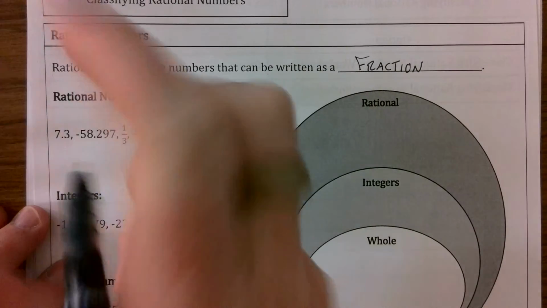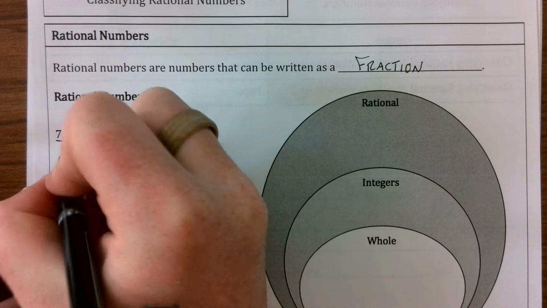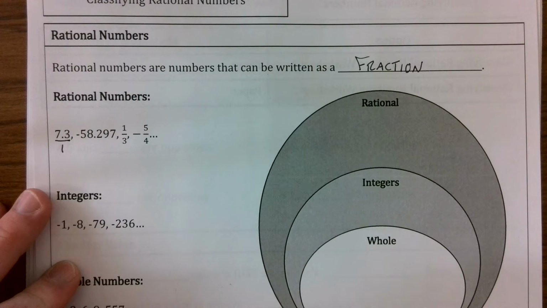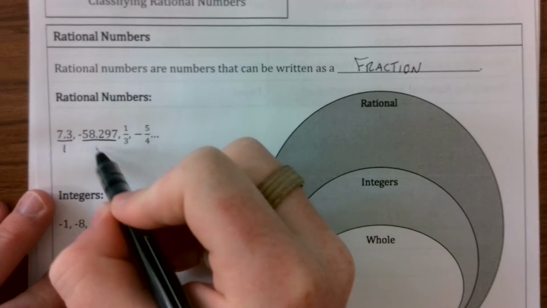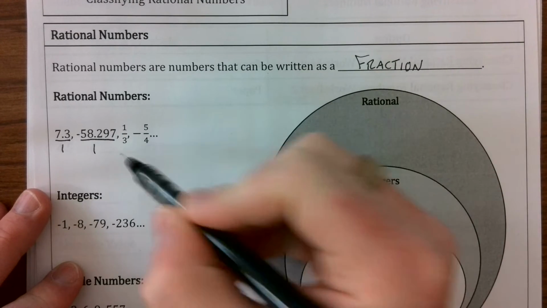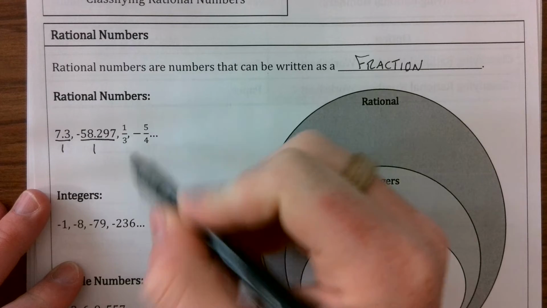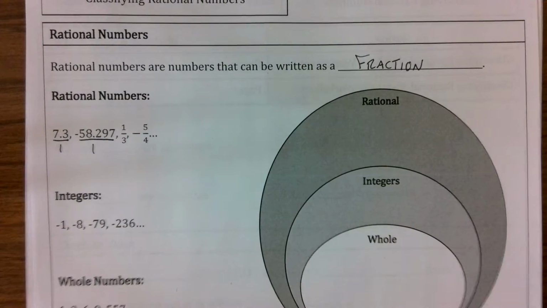7.3. I could turn that into a fraction by putting a 1 under it. Negative 58.297. I could turn that into a fraction by putting a 1 under it. 1/3 already is a fraction. Negative 5/4. That's already a fraction.